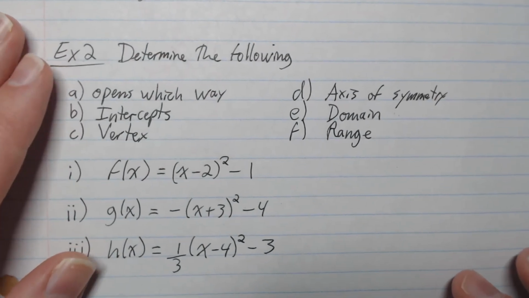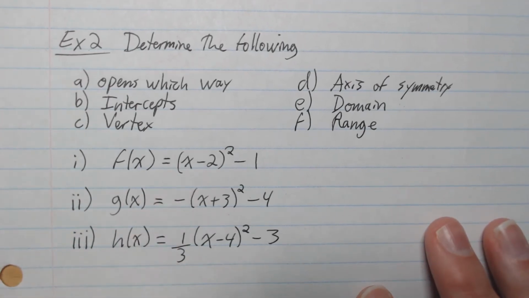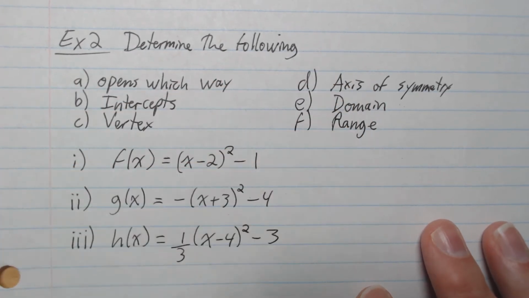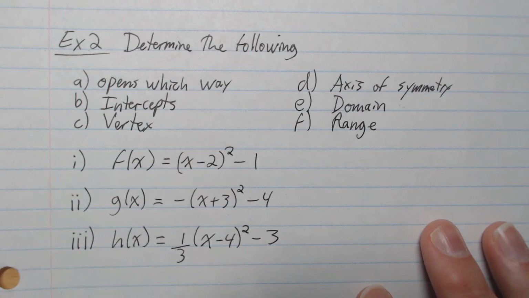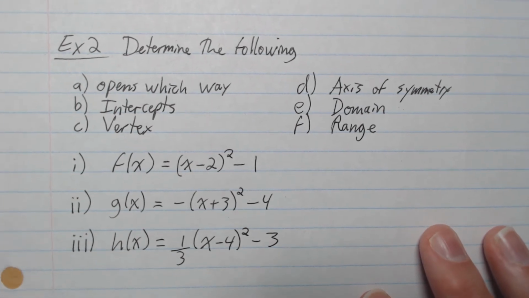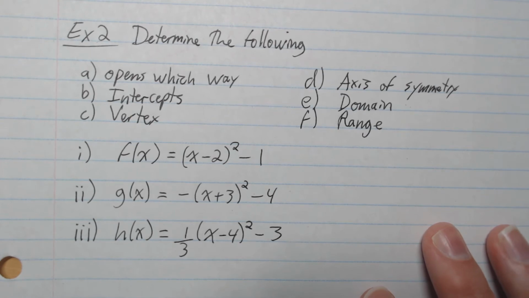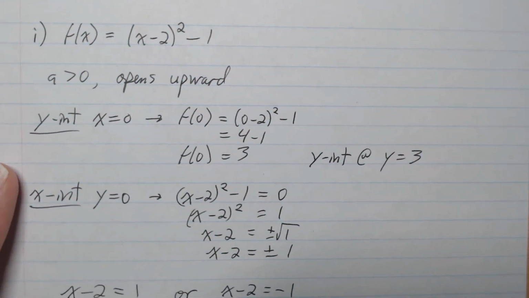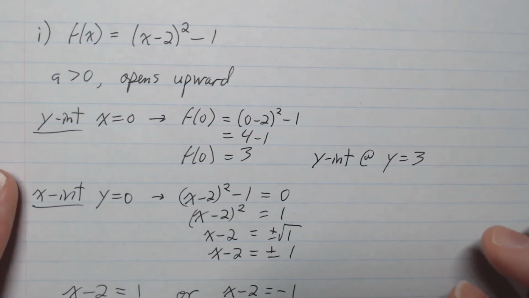So now, without the graph, we're going to look at just the function itself. Can we get the characteristics here, which way it opens, intercepts, vertex, axis of symmetry, domain, range, without a graph? We're going to get it from the function itself. This is where watching the previous video on studying quadratic equations will come in very handy. These are examples, so I'm going to do them and then you have some practice problems afterwards.